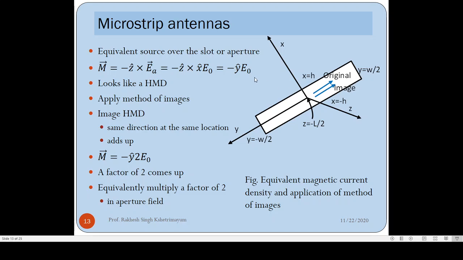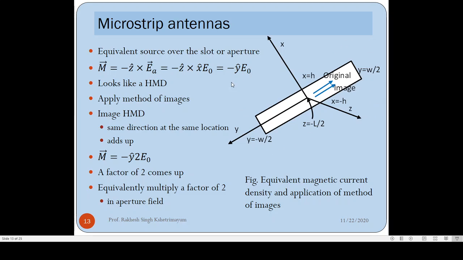And look at this. This direction is along the minus y direction and it has an amplitude of E naught. This is the original one. But now this looks like a horizontal magnetic dipole because we have an infinite PEC surface here.